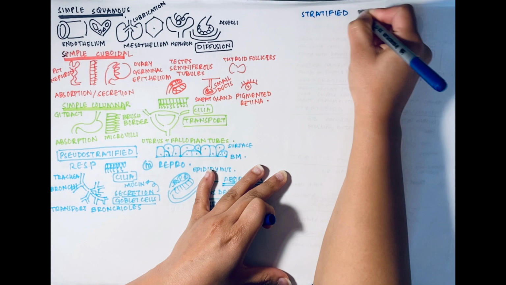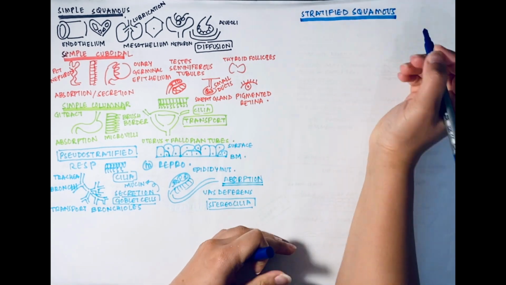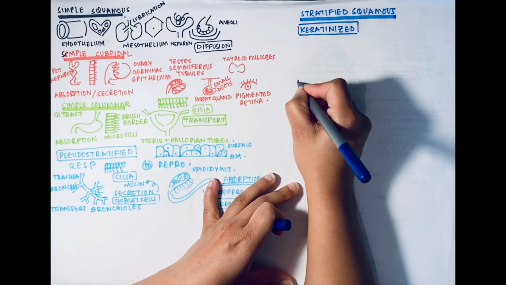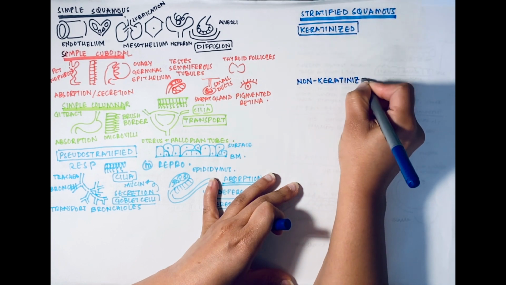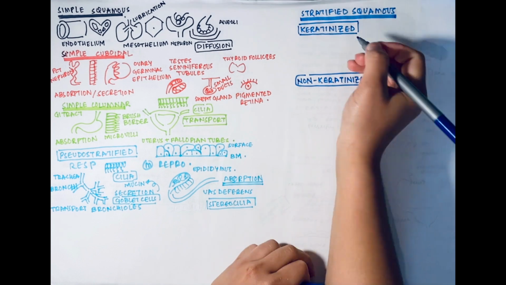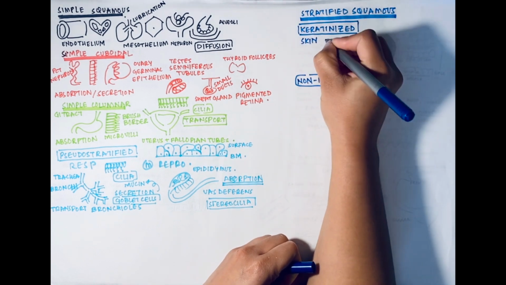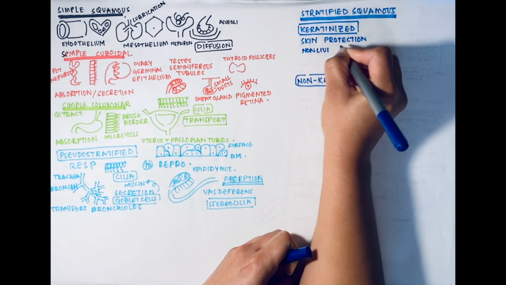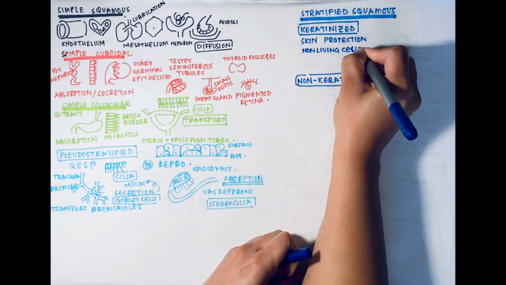Stratified means multiple layers, and squamous is of course flat cells. So multiple layers of flat cells come in two forms: keratinized and non-keratinized. Keratinized epithelium is found on the skin and is for protection against abrasion, as well as preventing evaporation and loss of nutrients from our body.